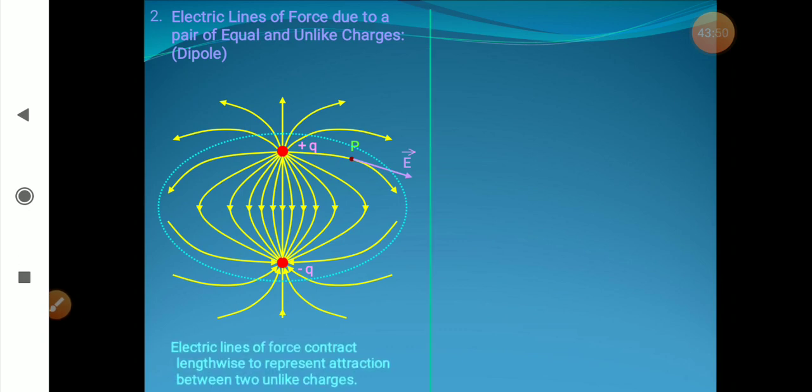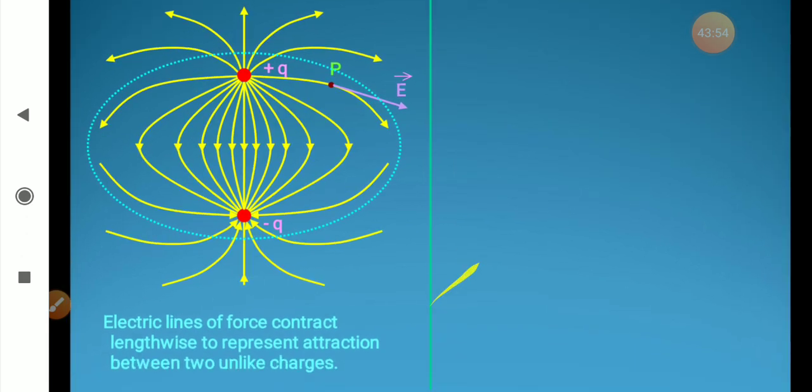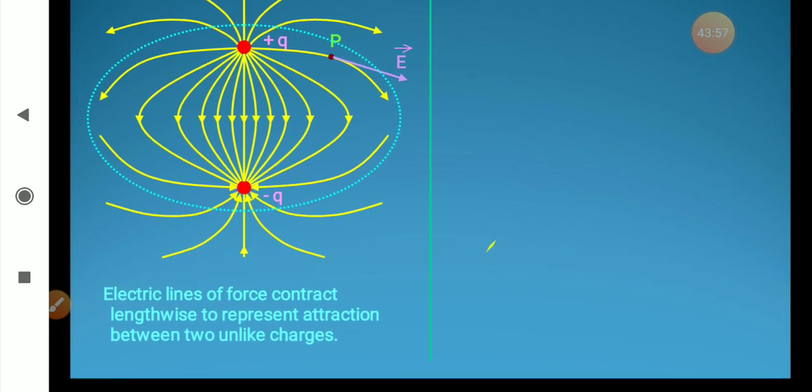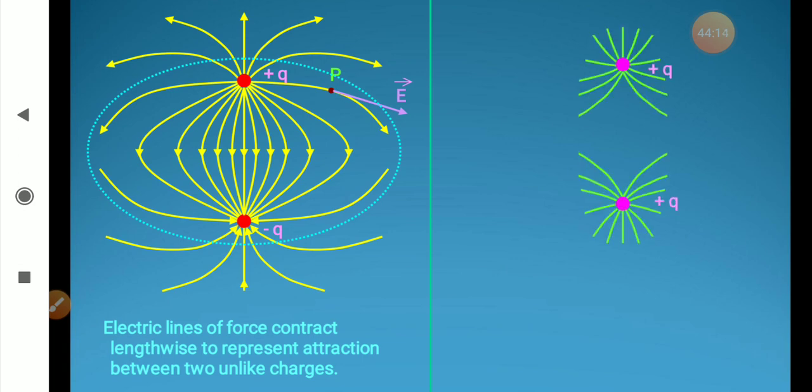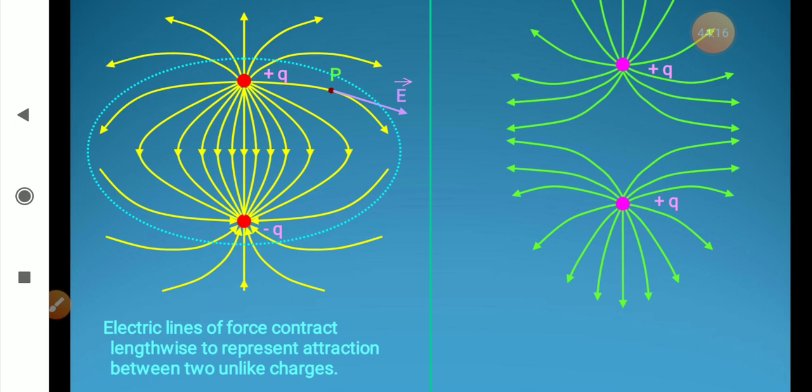You can see. Okay, another point. See, electric lines of forces contract lengthwise to represent attraction between two unlike charges. You can see the contraction of electric field lines. It shows that these positive and negative charges are attracting. Let us see the situation for two like charges here.